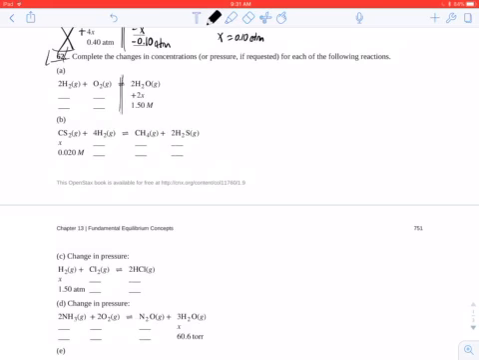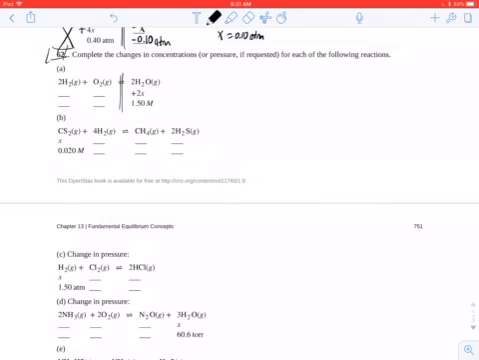Moving on to number 62, same kind of situation. Divide the table in half. We've got plus 2x on the right, so we're going to have minus x, because there's just a 1 there, and minus 2x, because there's a 2 here. Now 2x is 1.5, so that means x is equal to 0.750 atmospheres. Notice how I'm keeping 3 sig figs there.